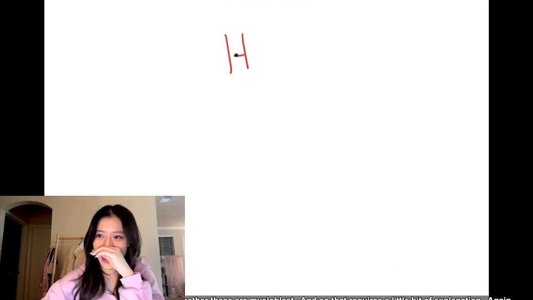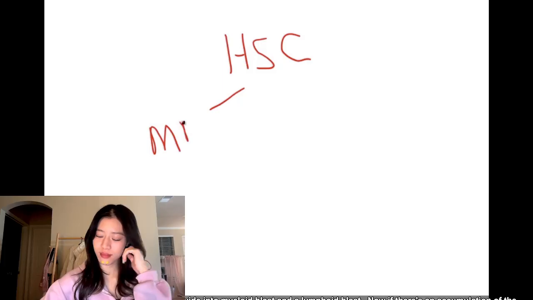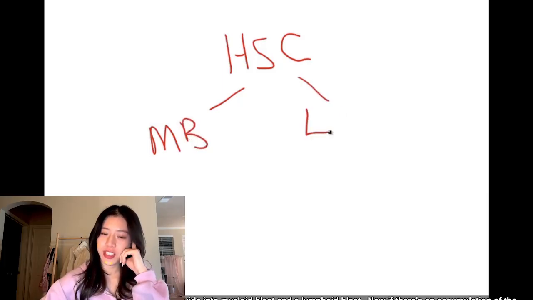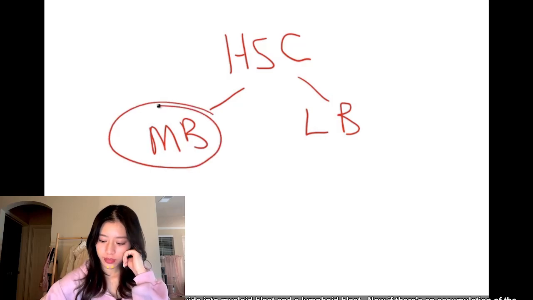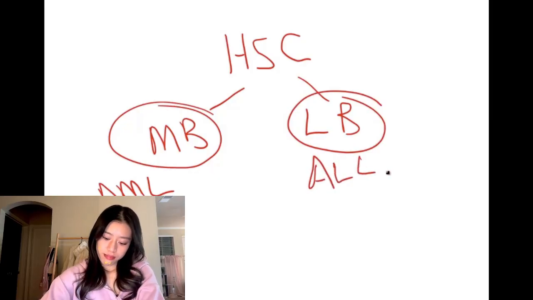Again, remember that the hematopoietic stem cell is going to divide into a myeloid blast and a lymphoid blast. Now, if there's an accumulation of the myeloid blast, that is called AML. And if there's an accumulation of the lymphoid blast, that is called ALL.